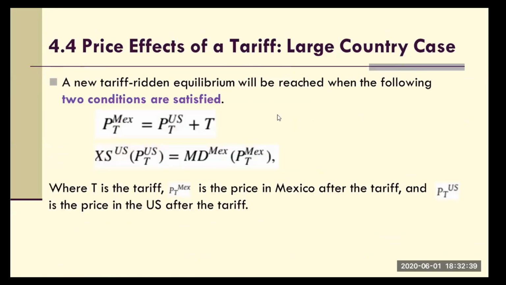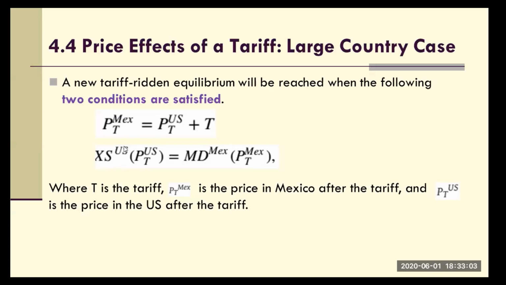So a new tariff trading equilibrium will be just reached when two conditions are satisfied. The price in Mexico with the tariff is equal to the price in the US with the imposed tariff plus the new tariff imposed by Mexicans.